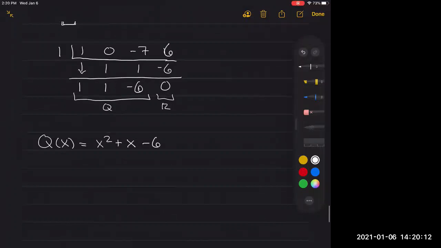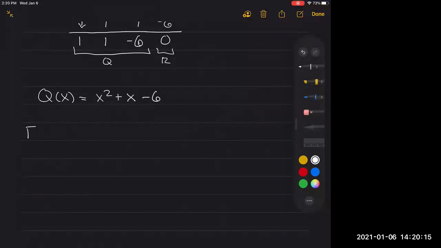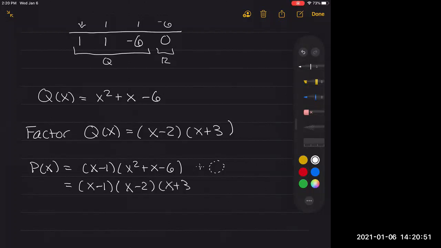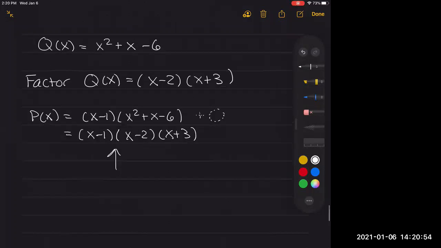So now we're doubly sure that what we have is right, and then we can factor our Q of x even more. It's pretty clear that Q of x can be factored into x minus 2 and x plus 3. So that means that P of x equals x minus 1 times our initial x squared plus x minus 6. And then with our factored form, there's a secret plus 0 added here from our remainder. So now we have a fully factored polynomial.